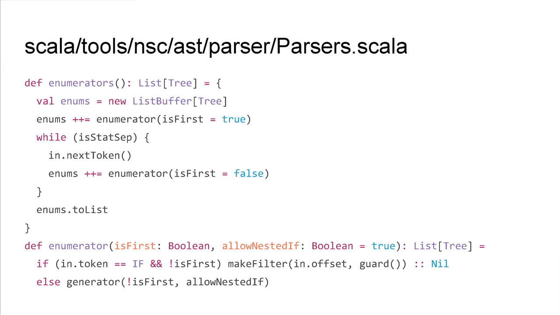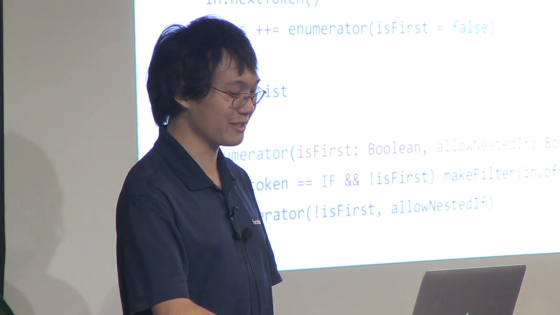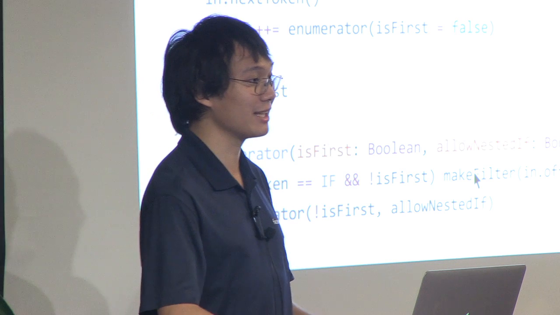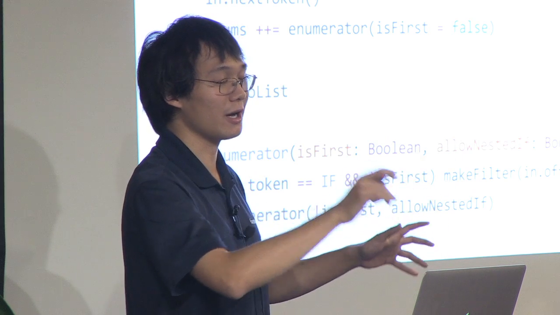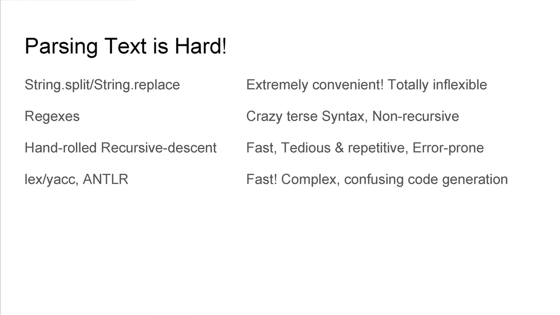So enumerators will try to parse the first enumerator, have a while loop, keep checking things, next token, parse the next enumerator, convert the thing to a list, parsing each enumerator, you'll check the token, you'll check whether it's the first token, you'll call other methods, and these methods will go on and call other methods, each of which will parse a particular section of text. So these are very common.